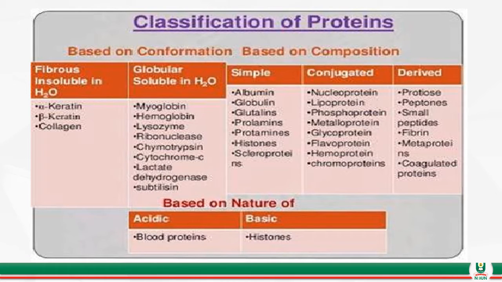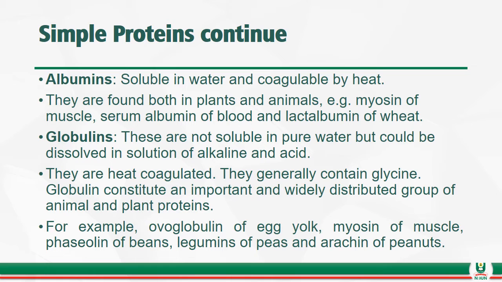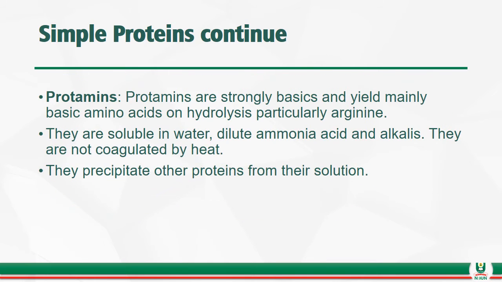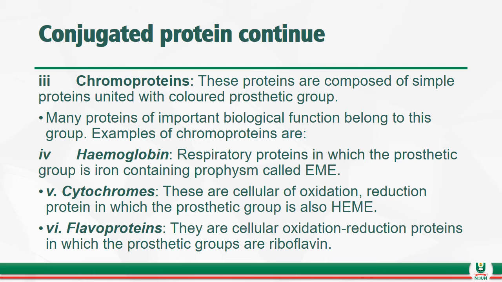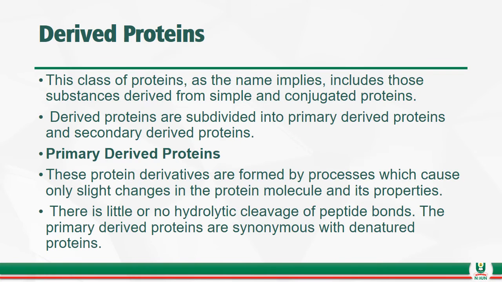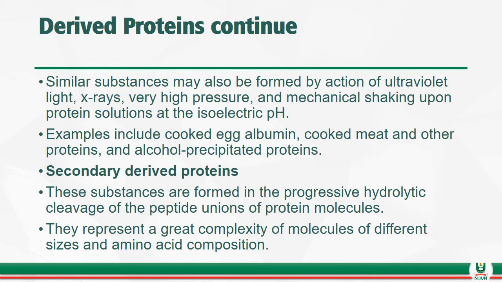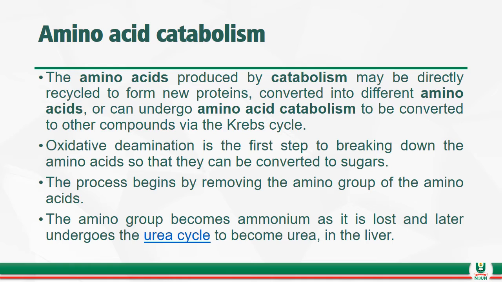I have a very broad summary and the involvement of the various amino acids. Then simple proteins, which comprise all the examples on the chart. We'll briefly discuss them one after the other in class proper. And also you look at the conjugated proteins: mucoproteins, chromoproteins, hemoglobin, cytokine, all under conjugated proteins. Then you have derived proteins, where we have primary proteins, metaproteins, coagulans, and secondary proteins, you have proteases or albumoses, peptones. So that is that about the classification of protein. We're going to talk about it in detail when we meet in our class proper.